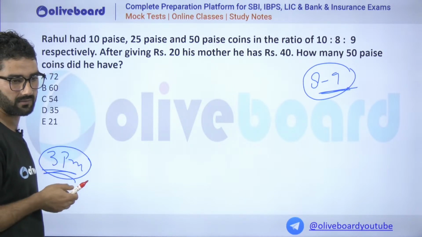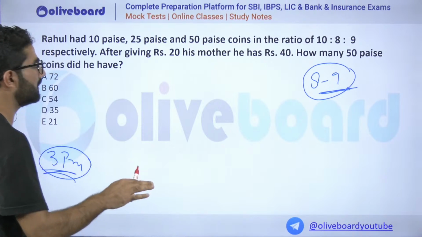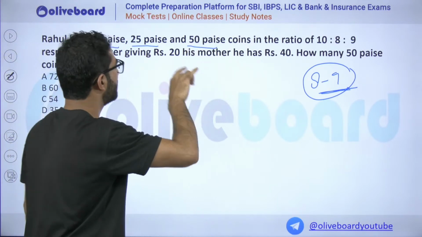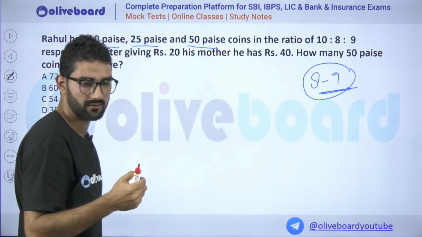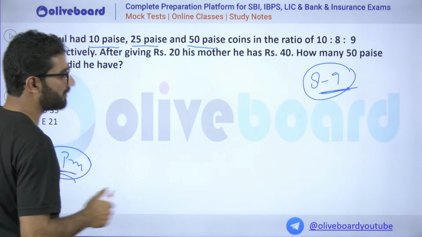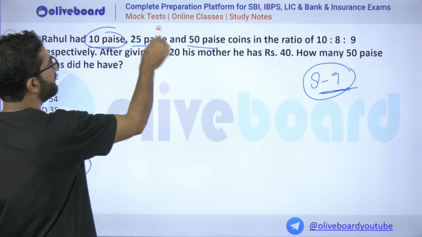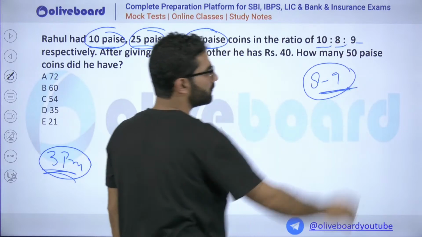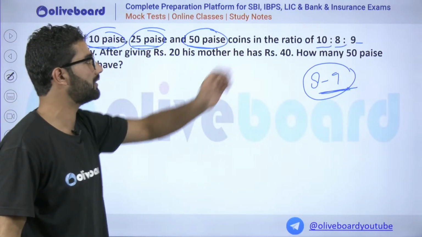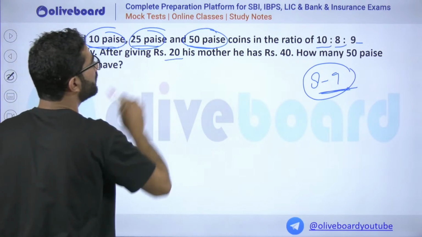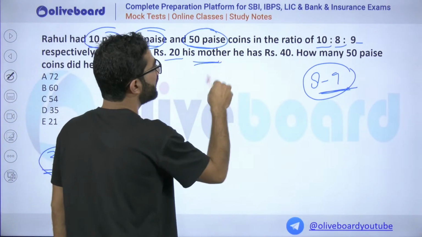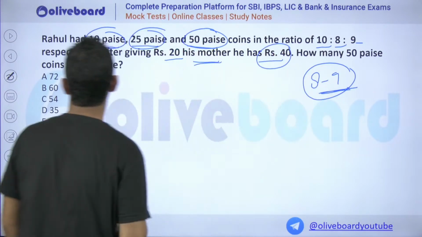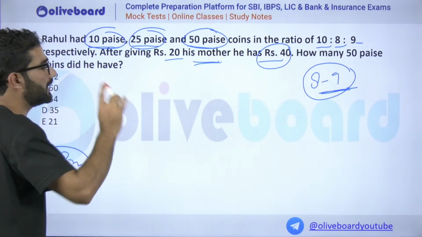How to do this numerical? This may be a little tougher than the previous one, but the question is quite easy. Rahul has 10 paise, 25 paise, and 50 paise coins, in the ratio of 10:8:9 respectively. After giving 20 rupees to his mother, he has 40 rupees now. How many 50 paise coins did he have?